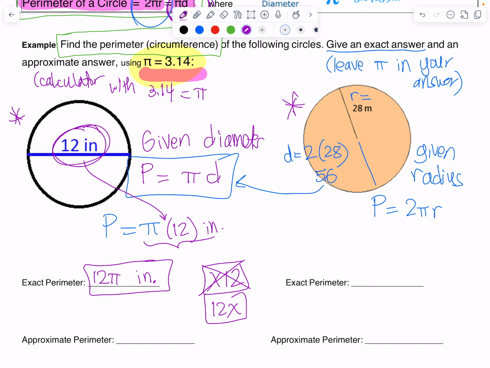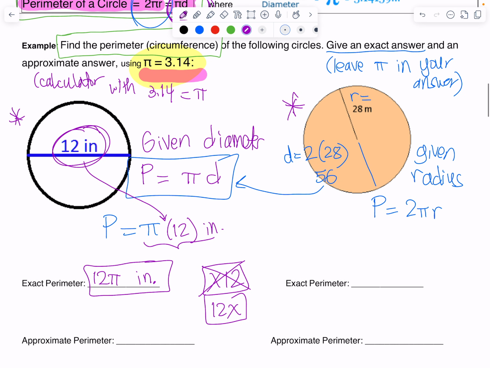And that's it. But for the approximate answer, this is where I actually have to do some calculations. Like they mentioned in the directions here, I'm going to replace pi with 3.14. It'll be in inches. And I'm going to put that in my calculator. What's 12 multiplied by 3.14? And my calculator tells me it's 37.68.